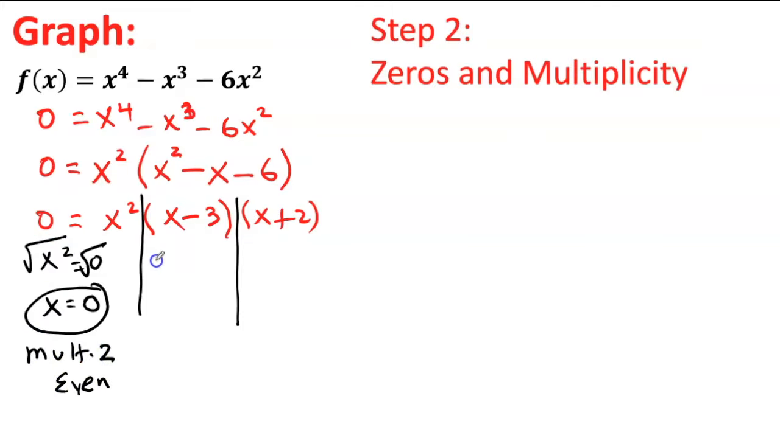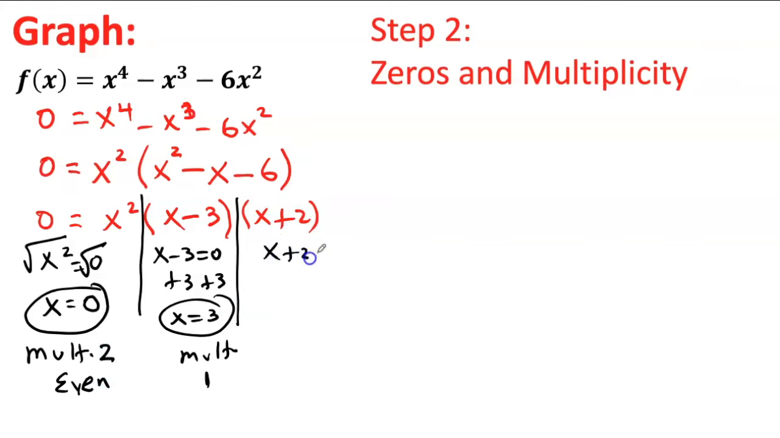Let's go. x minus 3 equals 0. Only one of this. Plus 3, x equals 3. Multiplicity 1, right? So I'm going to cross the x-axis. Here, the even one is going to bounce. Next one, x plus 2 equals 0. Therefore, x equals -2. I only have one, multiplicity 1, odd, so it's going to cross the x-axis.